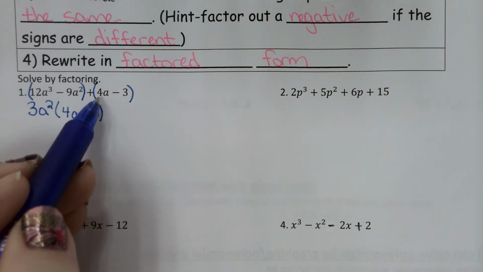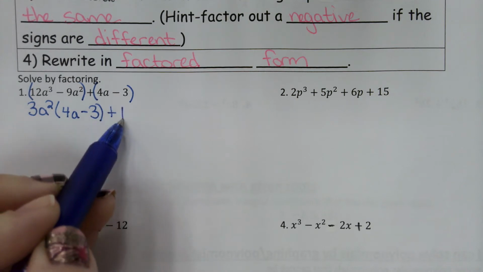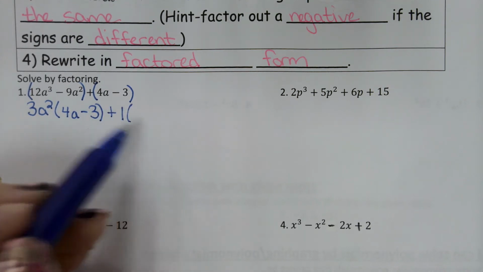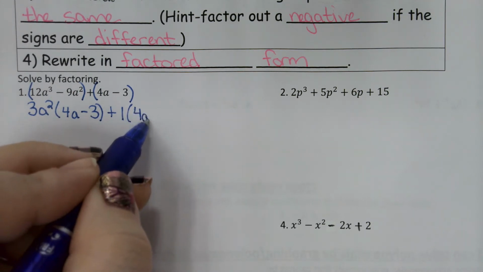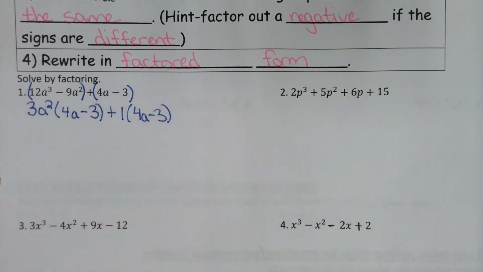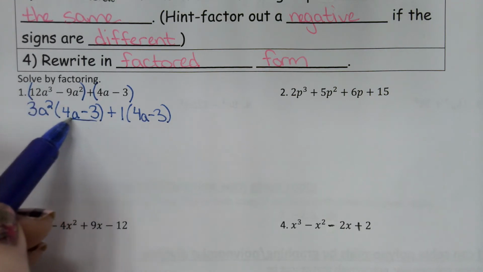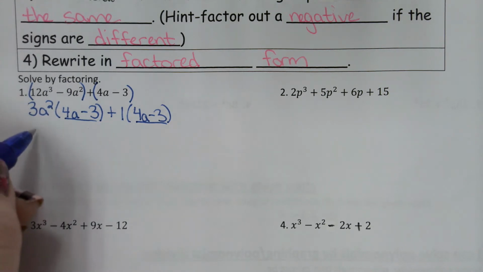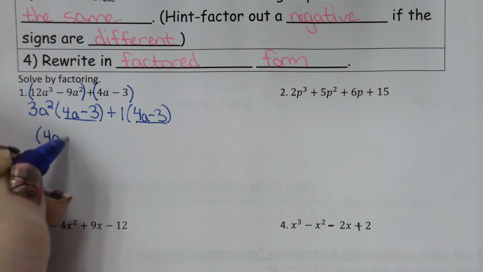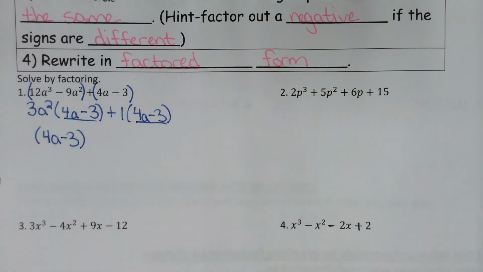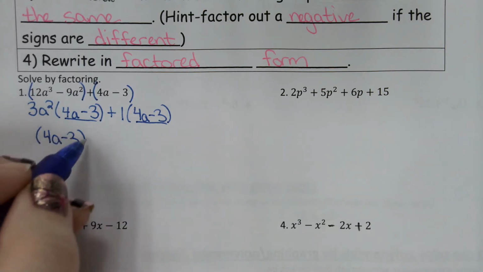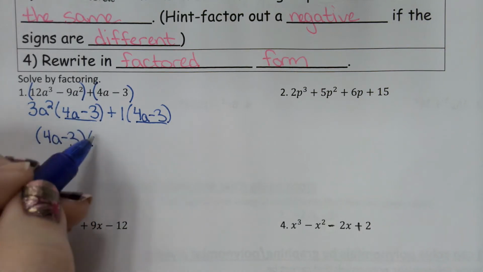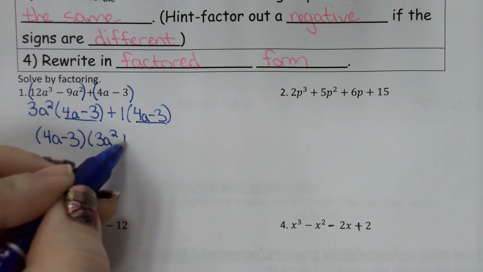Then we're going to look at the second set of parentheses and take what I can out. The only thing that's common is I can take a 1 out. We have to take something, so 1 is the only thing that can come out, leaving me with 4a minus 3. So each of these sets of parentheses left over match. That means I've done something right and I can continue to write this in factored form. The matching set makes up one of my factors. And when I take those away, what's left over makes up my other factor, 3a squared plus 1.